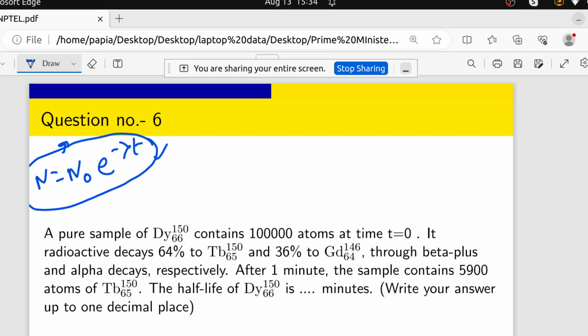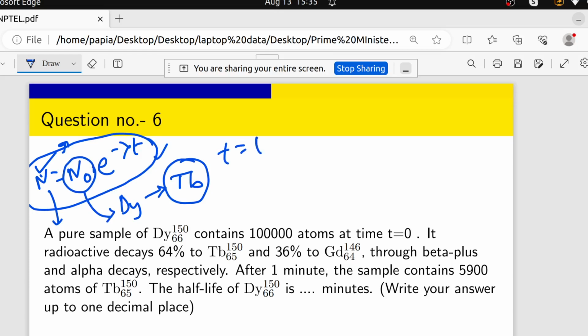Here, N was how many particles, how many samples are transformed into another daughter particle. Let's say I have Dy and it undergoes beta decay, so that means Tb. I will come back to this question later, but first I am going to explain this. The number of Tb is N, and N0 was the number of Dy at t equals 0, and at t equals t the number of Dy is N0 minus N. This is the expression.